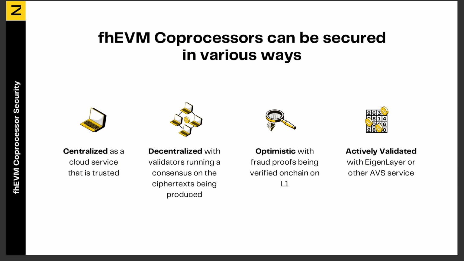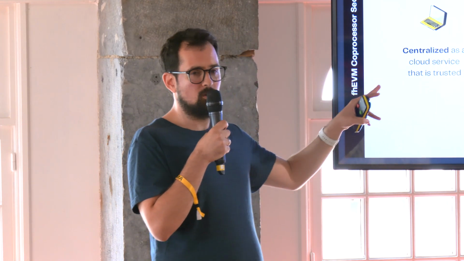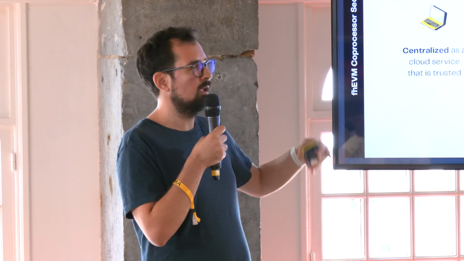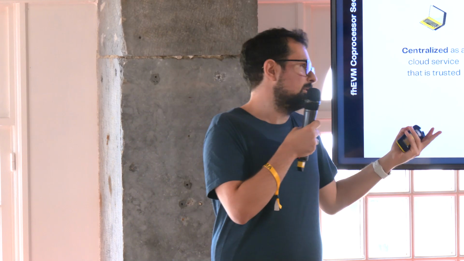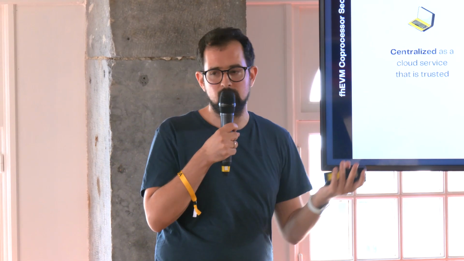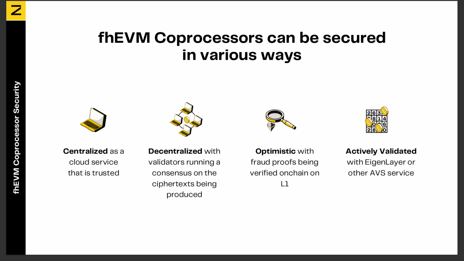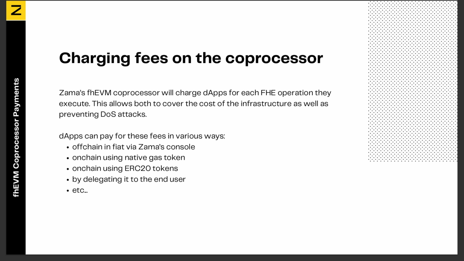Another way is to use fraud proofs, similar to optimistic rollups. In that case, everything that the coprocessor is doing is public, and also the data availability layer is also public, so anyone can verify if it's doing the right thing. And if not, a fraud proof can be submitted and maybe the coprocessor is penalized for that. We can also use like a third-party service to actively validate it. But the idea is that there are options depending on the application.